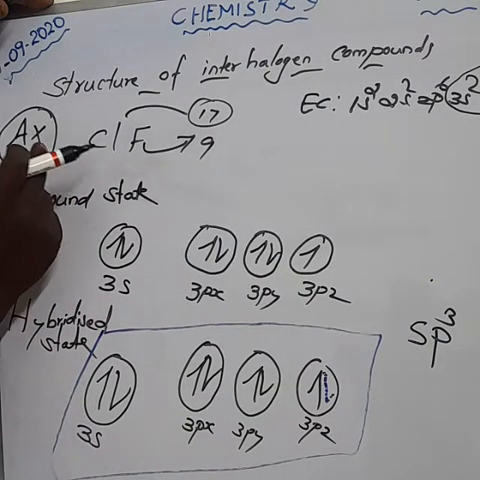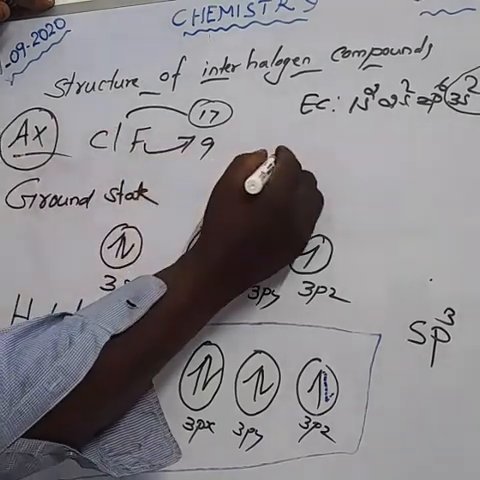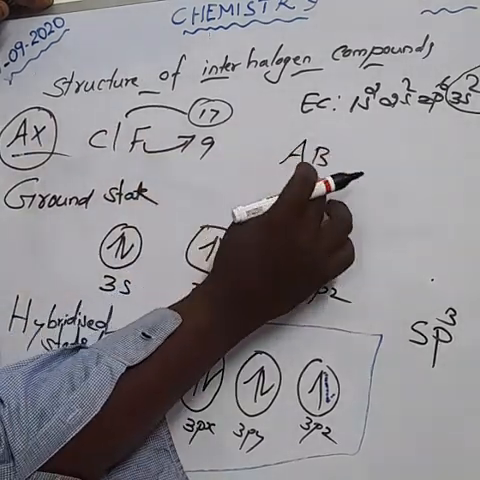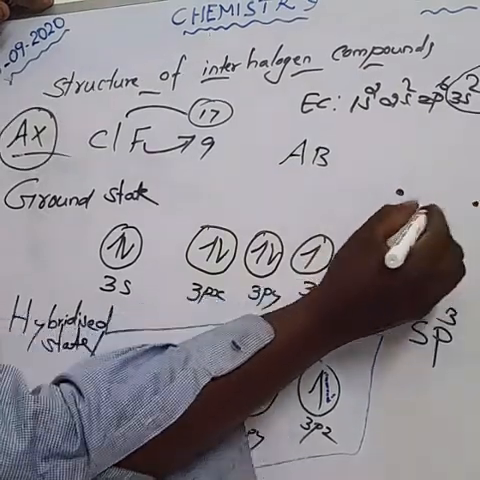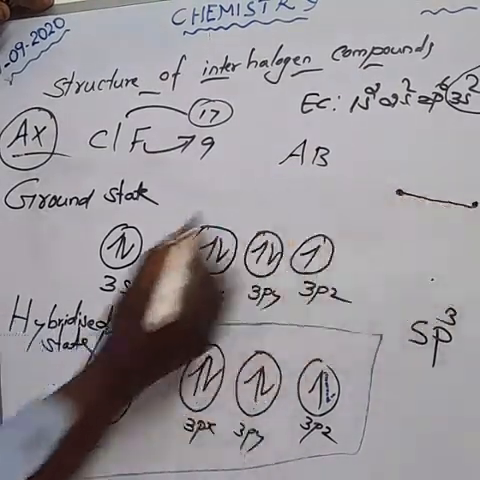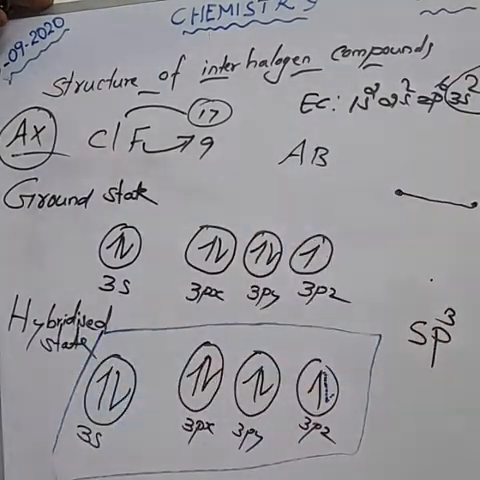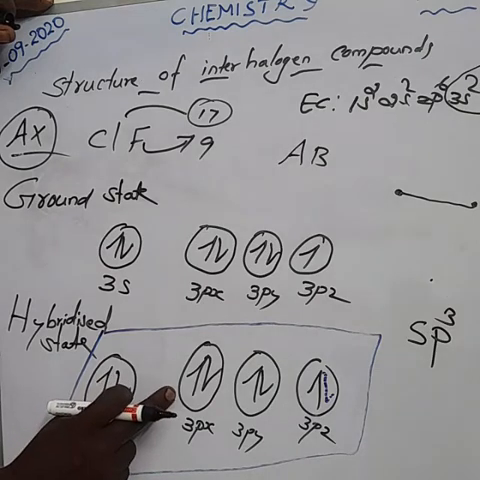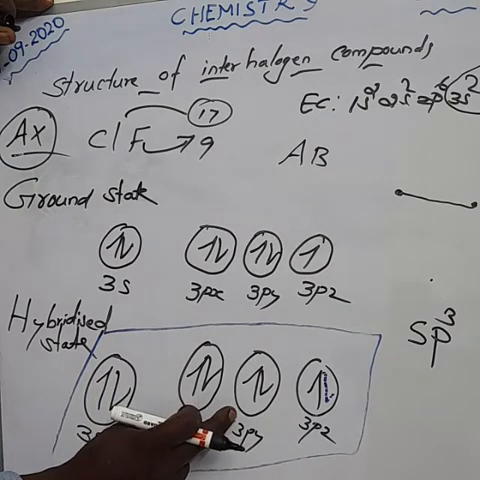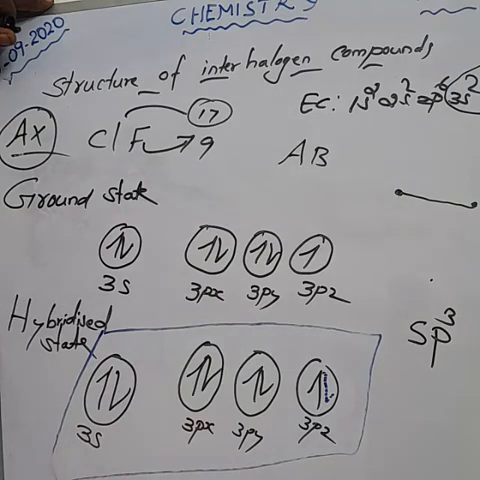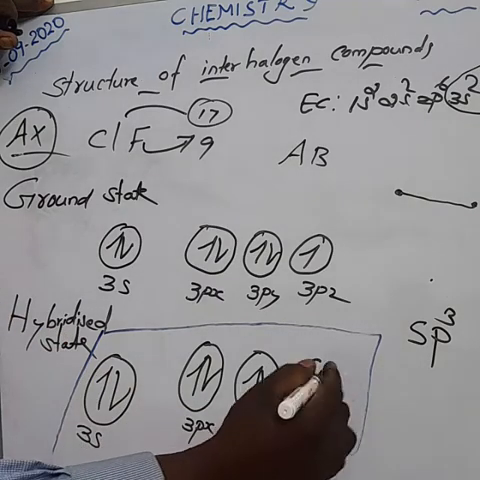Why is it linear? Because this is an AX type, that is an AB molecule. If you take the 2 atoms of AB, one atom and another atom, and join them with a line, what is the structure of this line? We say linear. We should also mention the bond pair and lone pair. How many bond pairs are here? We say 1. This is the bond pair.